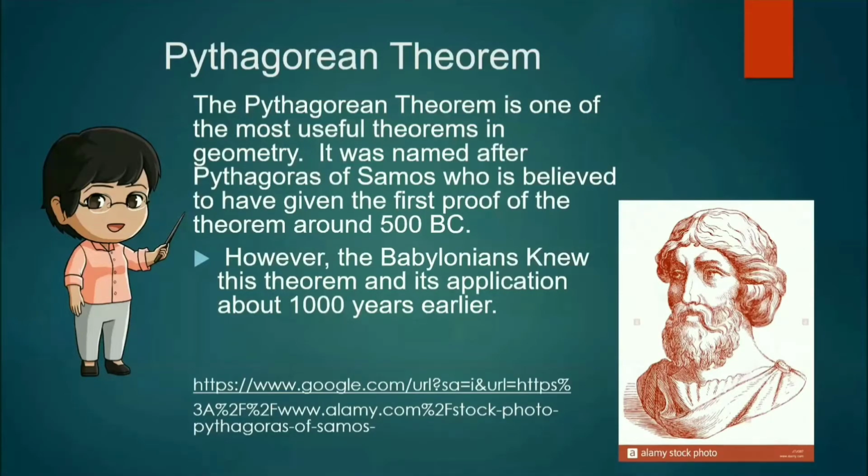Pythagorean Theorem is one of the most useful theorems in geometry. It was named after Pythagoras of Samos, who is believed to have given the first proof of the theorem around 500 years before Christ. However, the Babylonians knew this theorem and its applications about 1,000 years earlier.